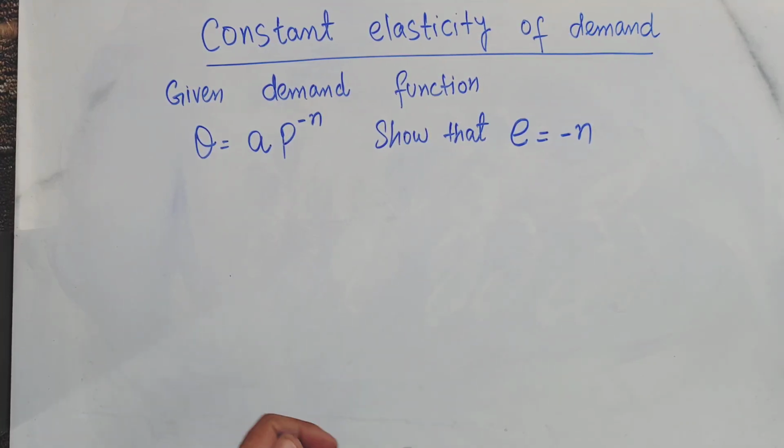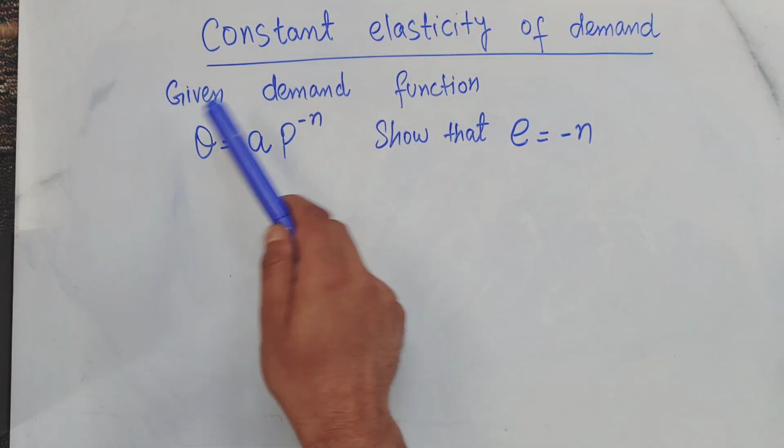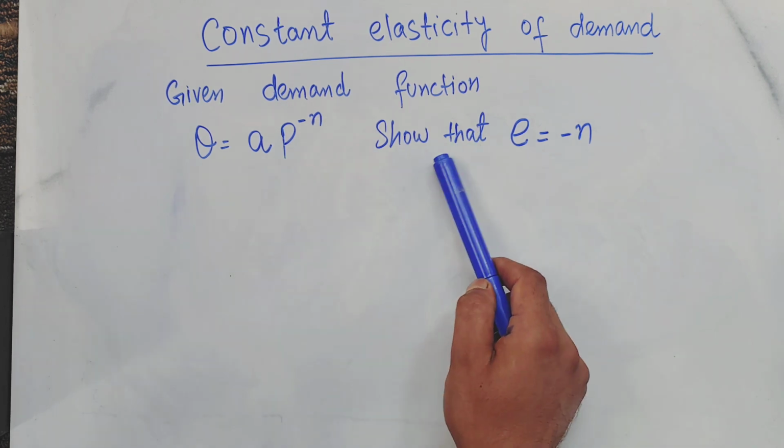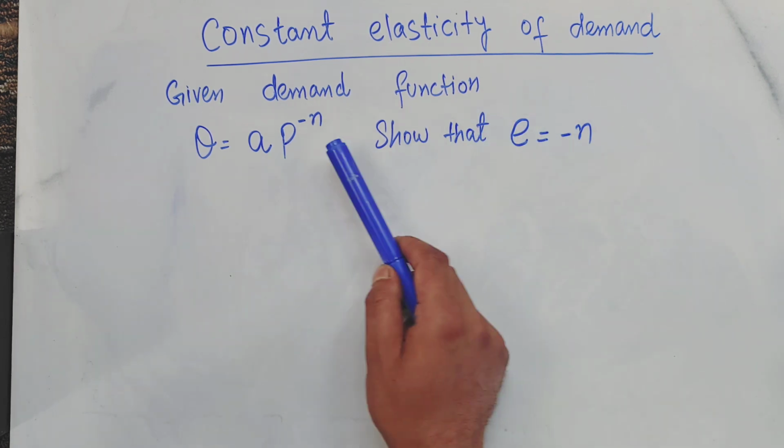Let us solve a question on constant elasticity of demand. Given the demand function Q = A P^(-n), show that the elasticity of demand is constant, which is equal to this exponent.